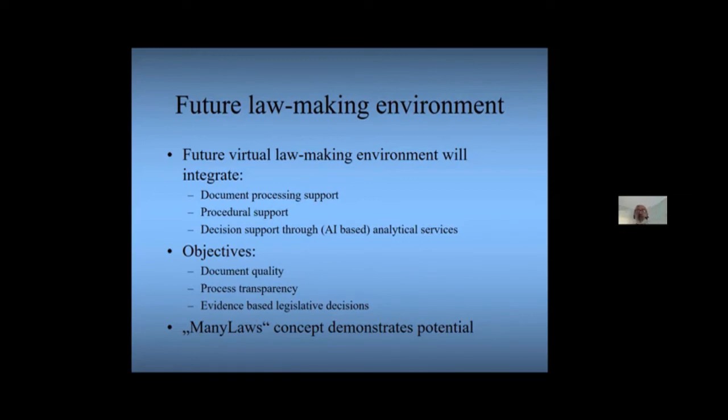The objectives of using such a lawmaking environment, on the one hand, will of course be document quality, which is perfectly supported by the approaches that you have been discussing this week at Akoma Ntoso, better transparency of the process, and more of what has been demanded so often in public debate, evidence-based legislative decisions. The ManyLaws project, or the ManyLaws concept, demonstrates the potential of the new technologies in this particular new area. But of course, there's much work to be done in the years to come.